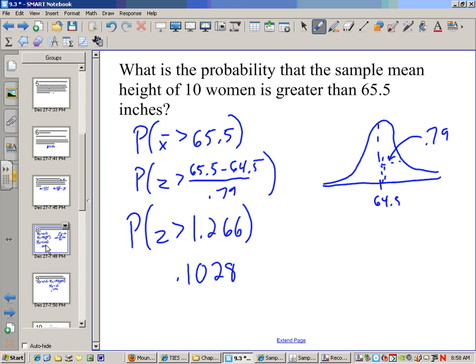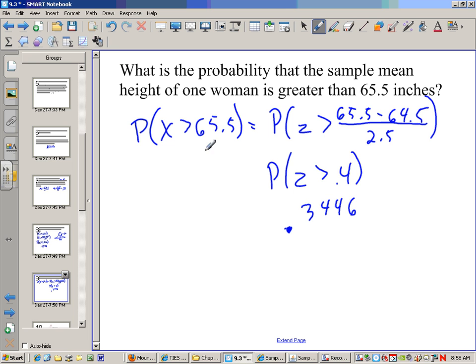you're going to find a woman that's greater than 65.5 inches. However, if I find a group of 10 women, it's less likely. There's only about a 10% chance that the mean of 10 women will be greater than 65.5. So one person can be more variable than 10 people.